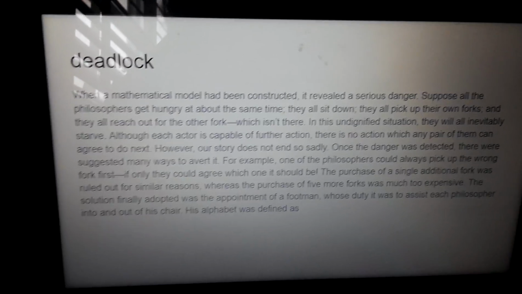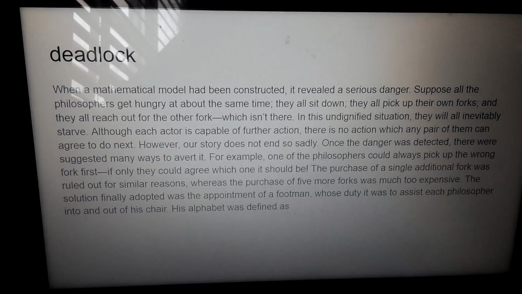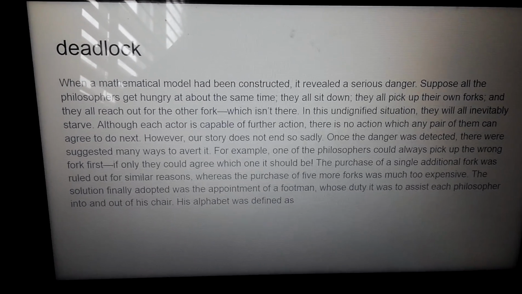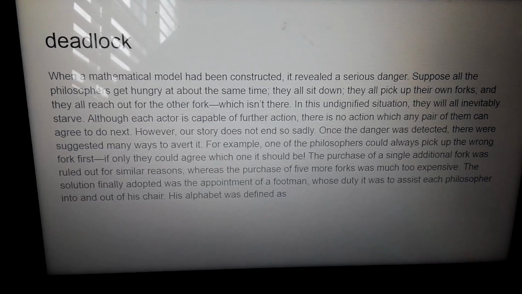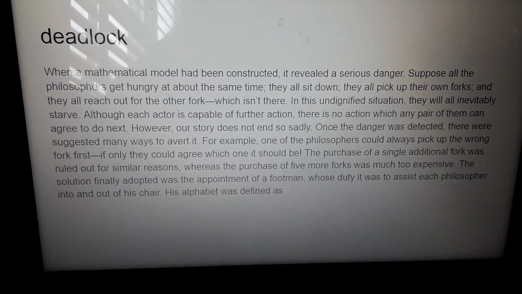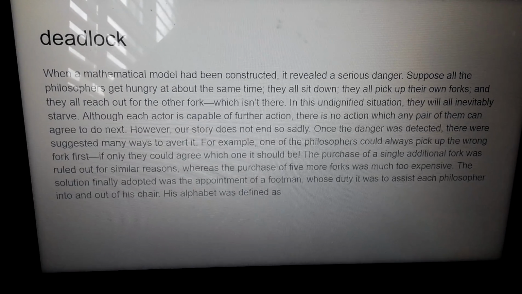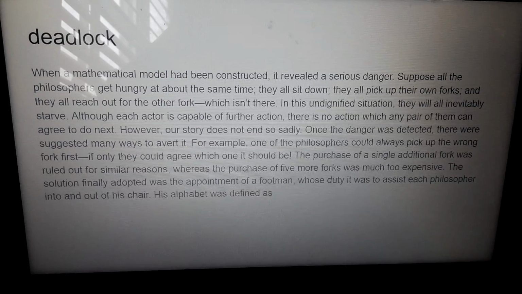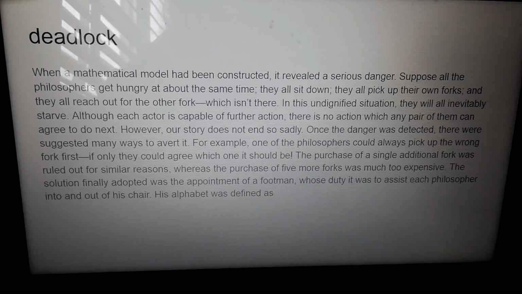Deadlock. When a mathematical model has been constructed, it reveals a serious danger. Suppose all the philosophers get hungry at about the same time. They all sit down, they all pick up their own forks, and they'll reach out for the other fork which isn't there. In this undignified situation, they will all inevitably starve.